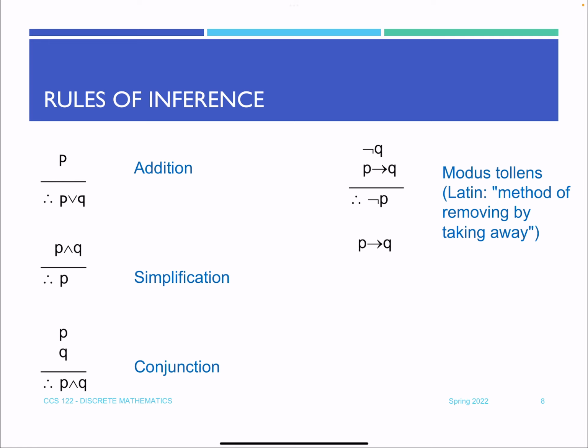And then we have another one. If P, then Q, and if Q, then R. Therefore, that means that if P, then R. And this one's called hypothetical syllogism.